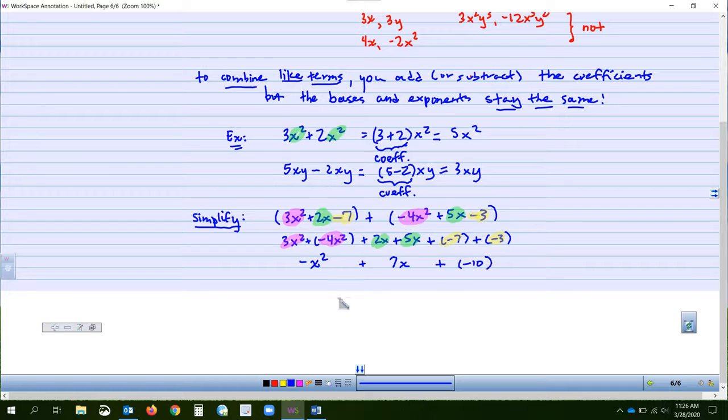All right, now to be honest with you, we don't usually write it as plus and negative because it is considered more simplified to write it in this way. The opposite of x squared, or negative x squared, plus 7x minus 10. That would be the trinomial you get when you add these two trinomials together. So this is addition of polynomials, which uses the process of combining like terms.